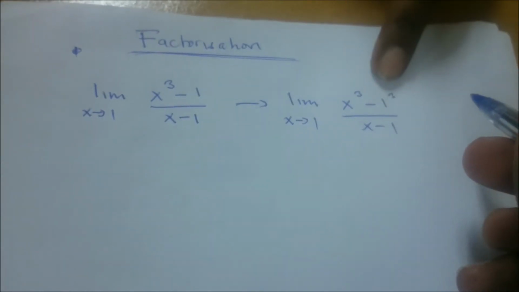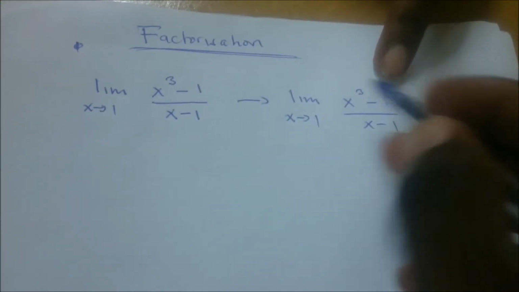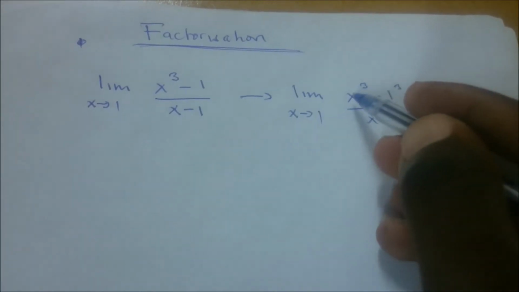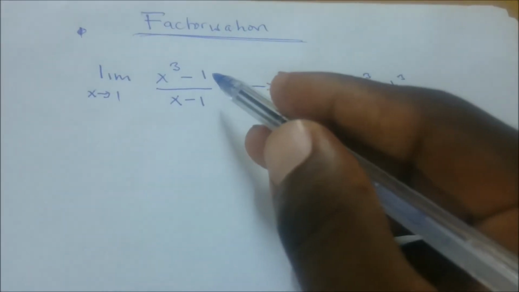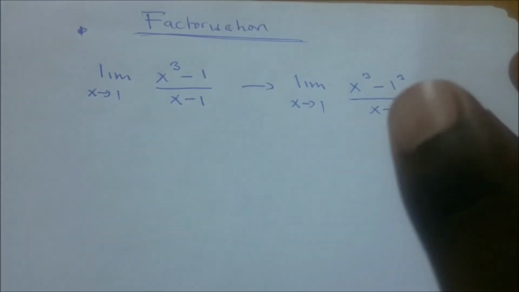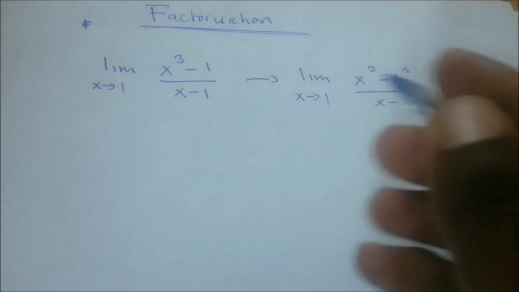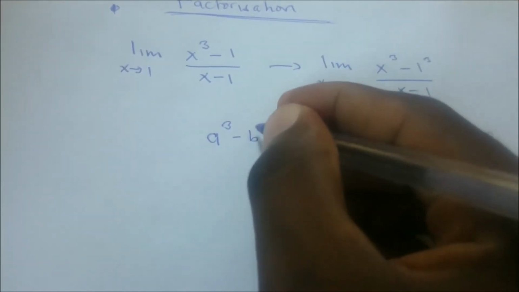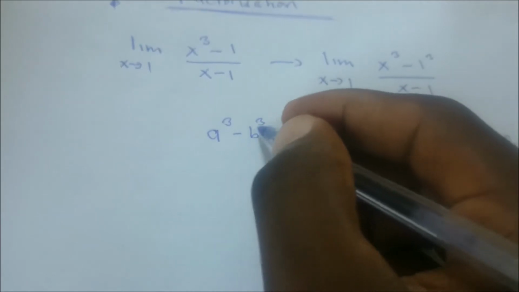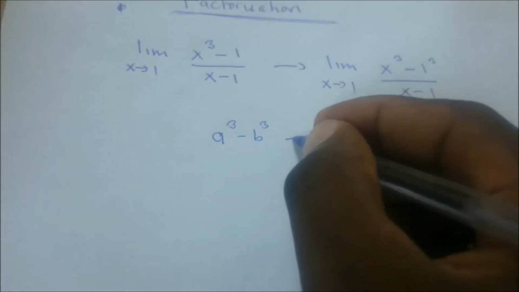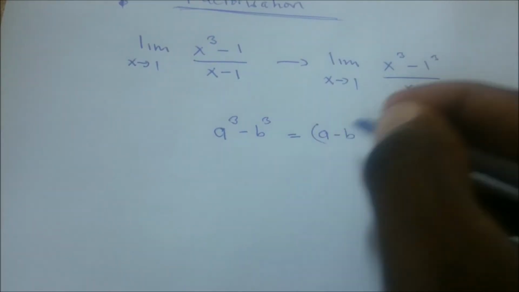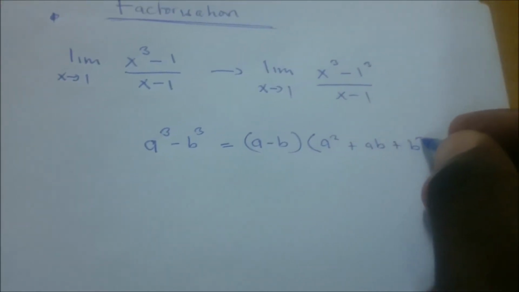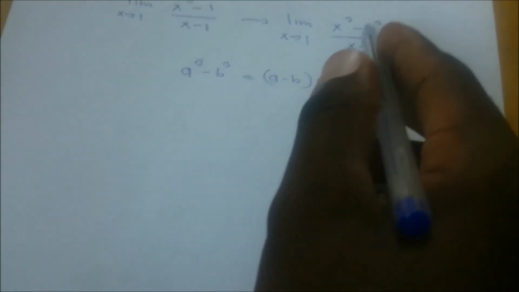Wait, I didn't see where the cube came from. This one? I've just put it there, because 1 cubed is just the same as 1. I'm trying to factorize this because it's cubed. You know the difference of 2 squares, the difference of 2 cubes. For this one, there's a formula: a cubed minus b cubed, the difference of 2 cubes. How do we factorize this? It is a minus b, then we are going to have a squared plus ab plus b squared.